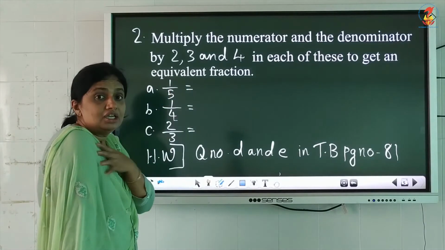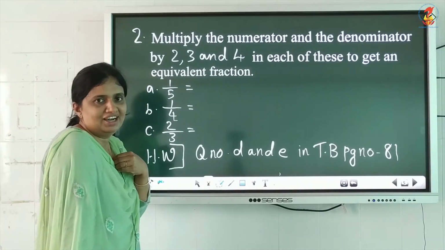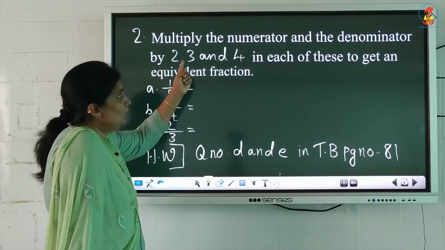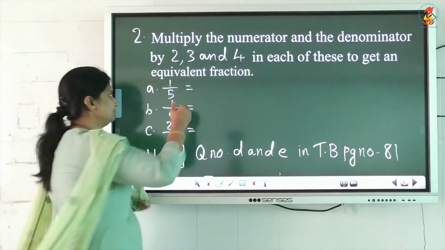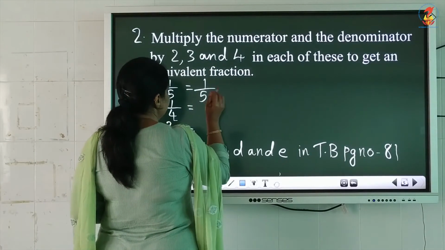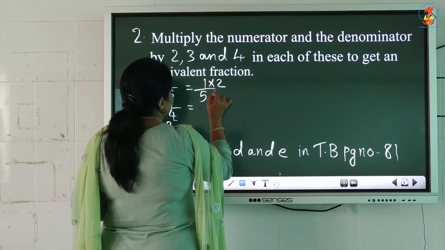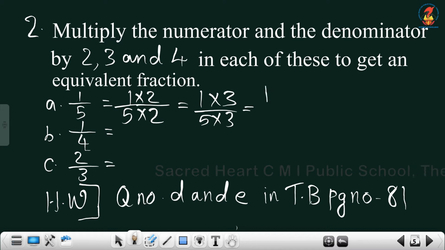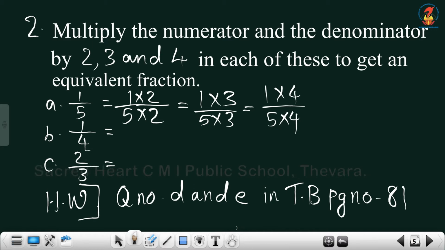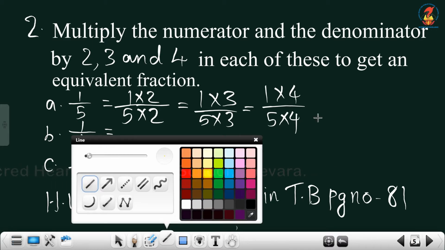Here we need to find 3 equivalent fractions of 1 by 5. How? First we need to multiply by 2, after that by 3, and after that by 4. Okay, 1 by 5. First I need to multiply by 2, here also 2. Second I need to multiply this fraction, 1 by 5, by 3: 1 into 3 divided by 5 into 3. Next I need to multiply by 4: 1 into 4 divided by 5 into 4. Then I got 3 fractions. You know what they are?